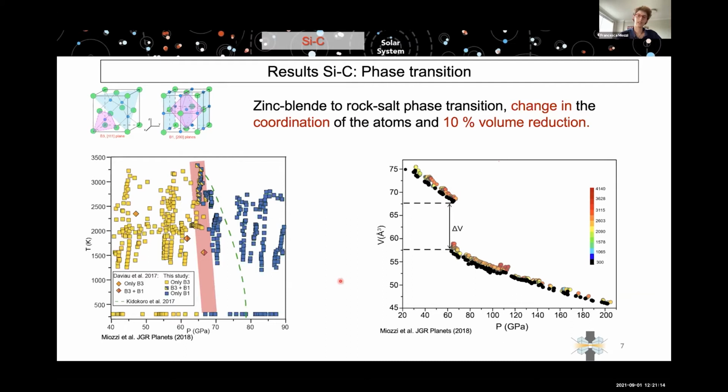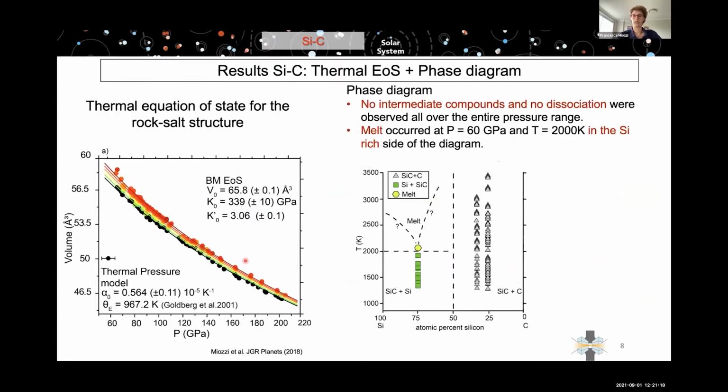We moved on then, trying to determine the thermal equation of state for the B1 structure, that is the one that is fundamental to model planetary interiors, because we are speaking about higher pressure. So we have here, as volume over pressure, all the data we collected at high pressure and high temperature on the B1 structure. And we can see how the compressibility of this phase is closer to that of diamond than that of silicates.